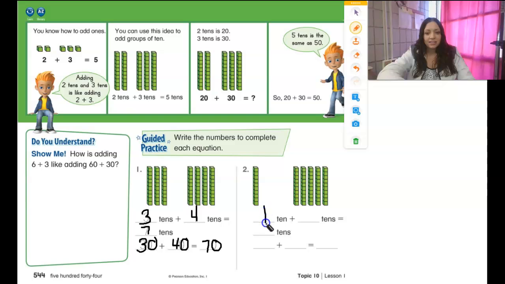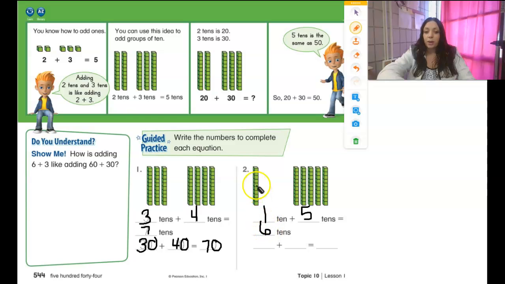All right, over on this problem, how many tens do I have first? Just 1. How many tens do I have on the other side? 1, 2, 3, 4, 5. So I've got 1 ten and 5 tens. So how many tens would I have in all? 5 plus 1 is 6. I would have 6 tens in all.